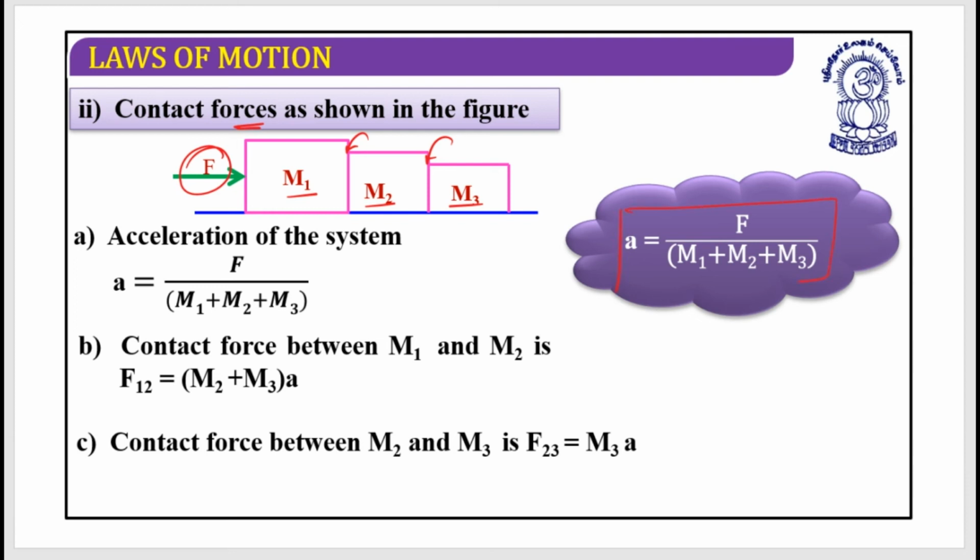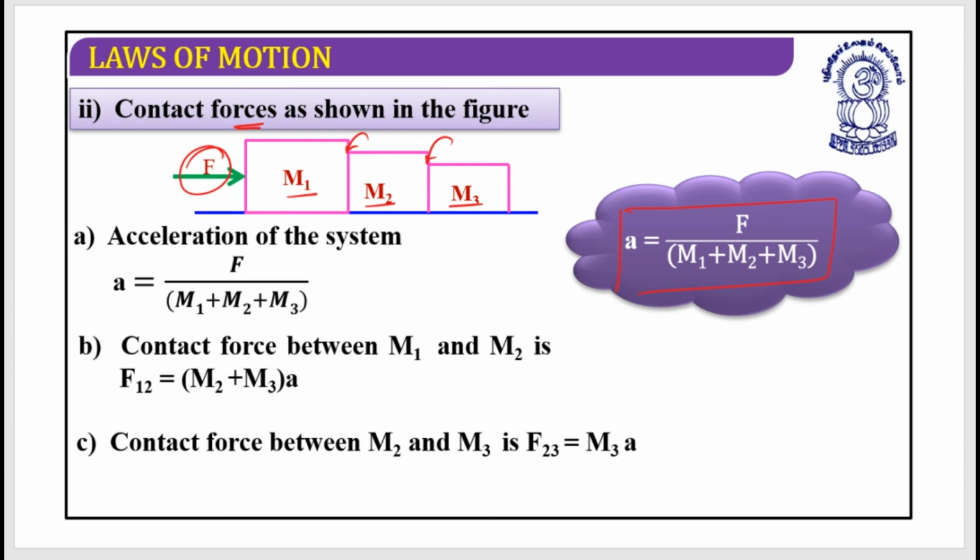Acceleration could be written as force applied divided by total mass of the body. When I say total mass, it would be m1 plus m2 plus m3. So the acceleration could be written as a = F divided by (m1 + m2 + m3). This is the acceleration.